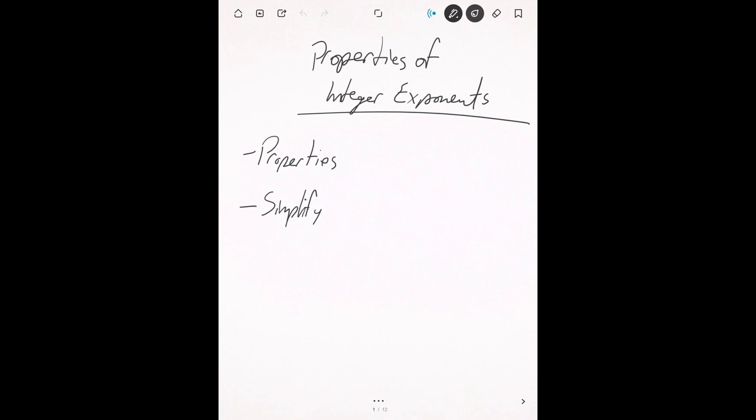In this video, we're going to be talking about the different types of properties to the integer exponents, and we're going to talk about how to use them to simplify exponential expressions.